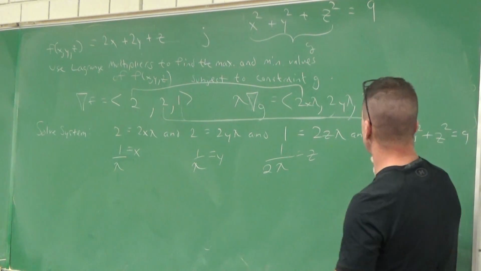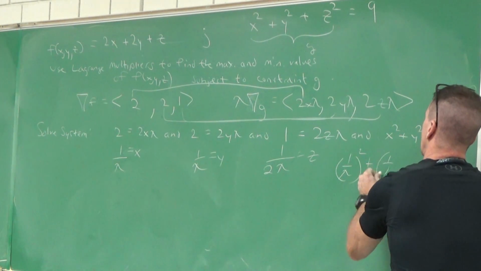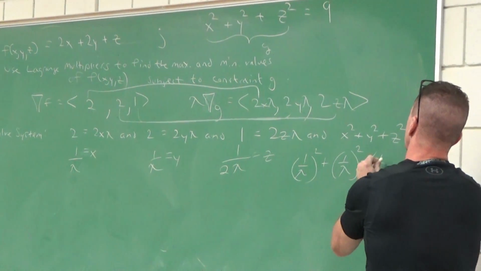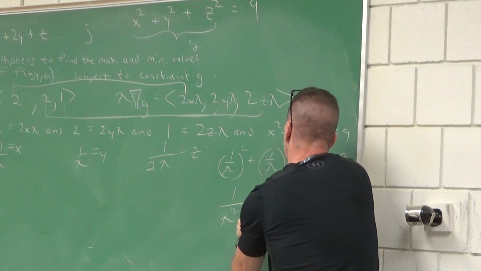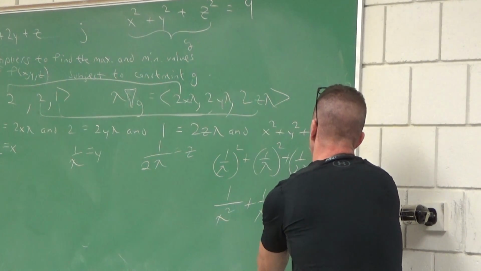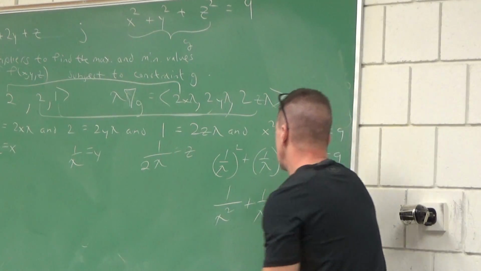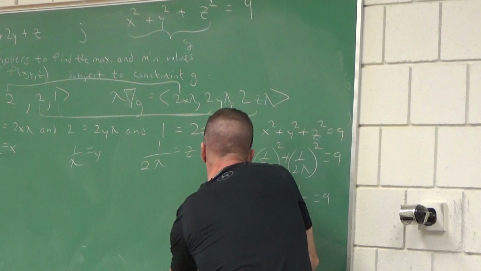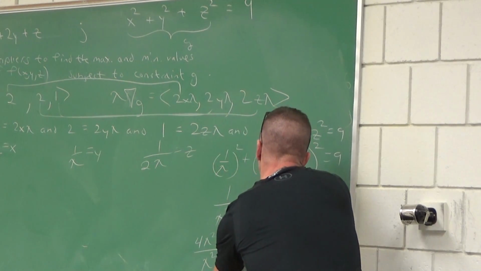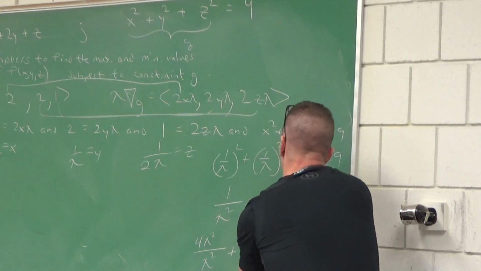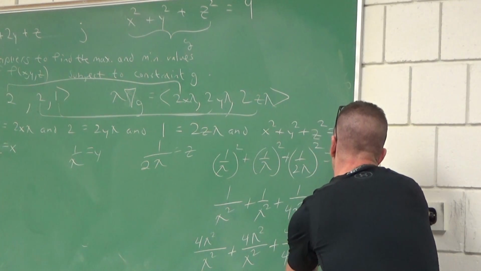I'll put them back right here. So I'm going to substitute all three of these into this. We'll get 1 over lambda squared plus 1 over lambda squared plus 1 over 2 lambda squared equals 9. I'm going to solve for lambda. So that's 1 over lambda squared plus 1 over lambda squared plus 1 over 4 lambda squared equals 9. Now, how do we solve this? I can multiply 4 lambda squared on both sides.